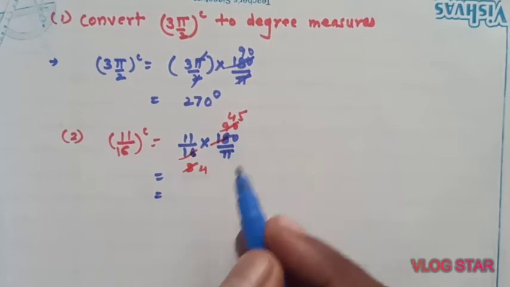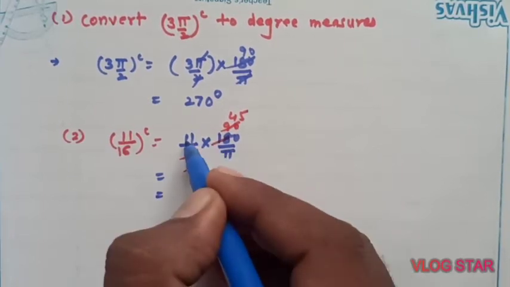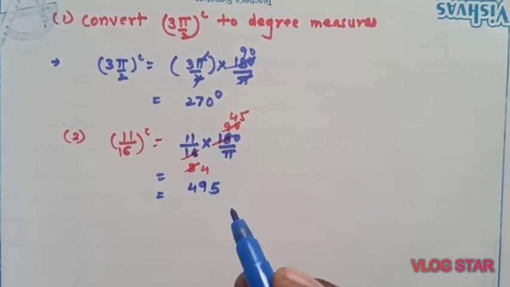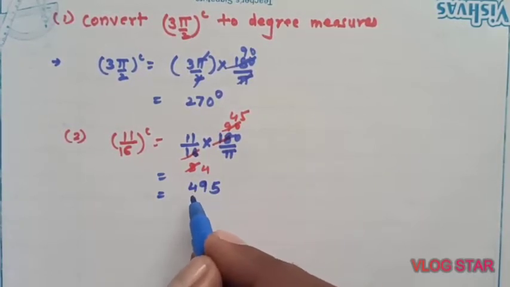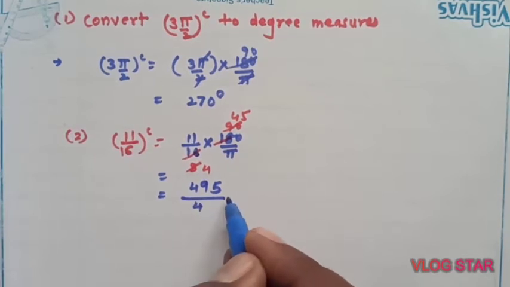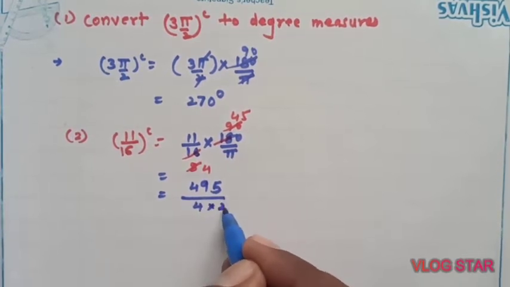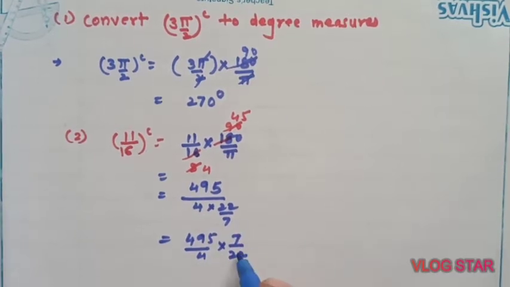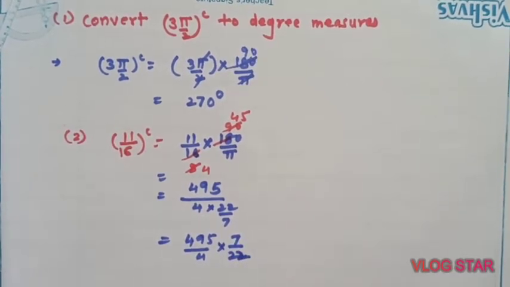So 11 fives are 55, 44 plus 5, 49 upon 4 pi. So pi is 22 by 7. So look at here, 495 by 4 into 7 by 22. If it is reducible, reduce it, otherwise carry on.